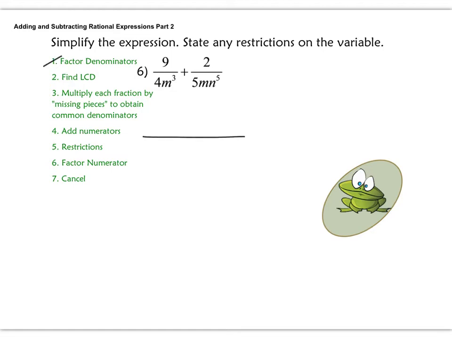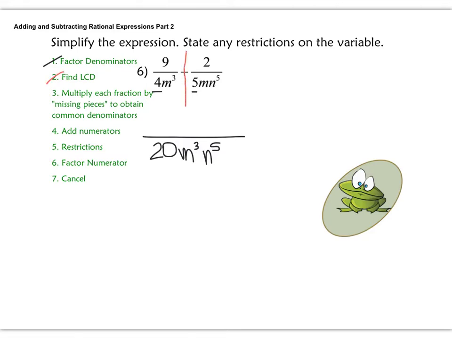LCD. Let's see, between 4 and 5, I can turn both of those into a 20. Have to be at least as big or bigger. Let's see, I have m cubed and m, so I have to go m cubed, and I have an n to the 5th. All right. Multiply by their missing piece.